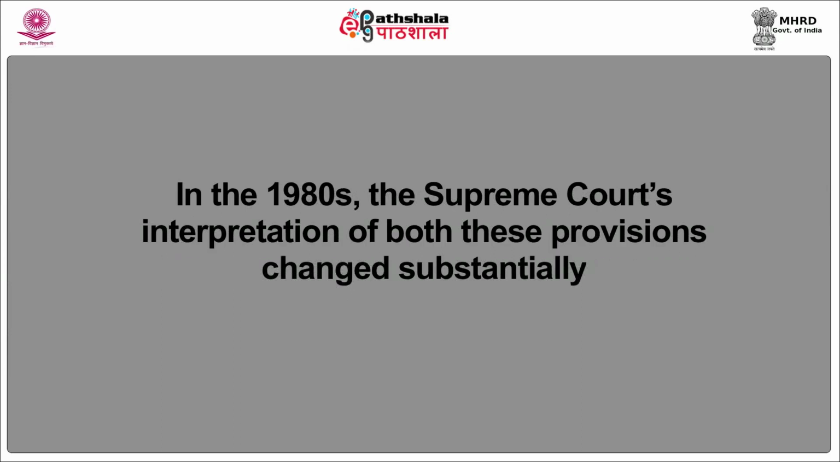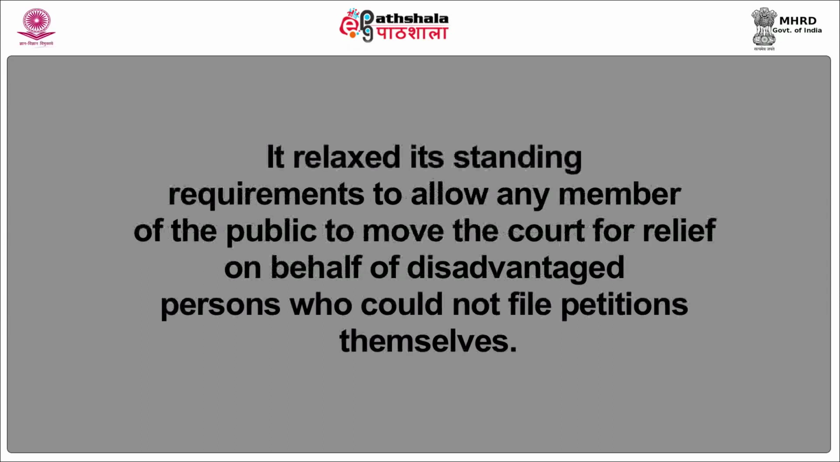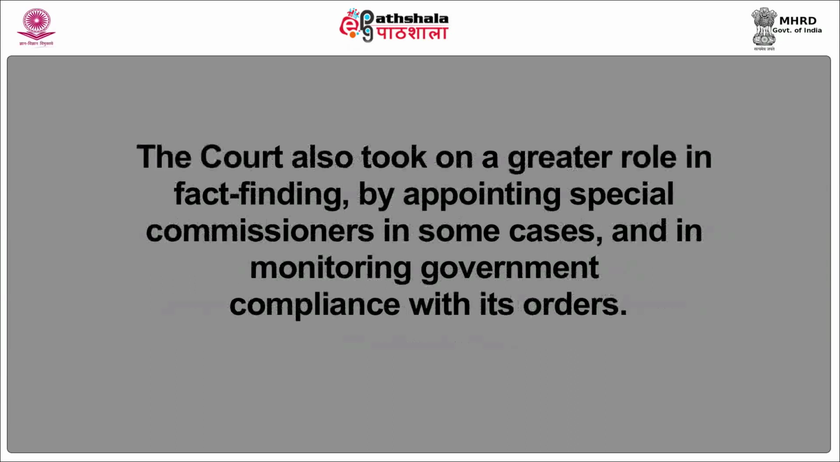In the 1980s, the Supreme Court's interpretation of both these provisions would change substantially. It relaxed its standing requirements to allow any member of the public to move the court for relief on behalf of disadvantaged persons who could not file petitions themselves. The court also took a greater role in fact-finding by appointing special commissioners in some cases and in monitoring government compliance with its orders. It adopted a procedural innovation known as continuing mandamus, which permitted it to postpone its final judgment so that it could periodically issue guidelines and interim orders.